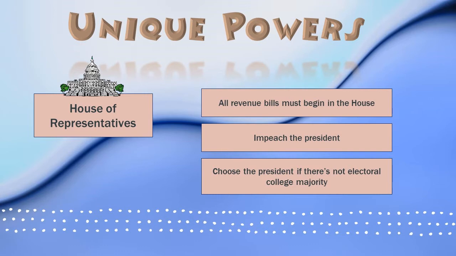And the third power of the House here is that the House of Representatives will choose the president if no candidate receives a majority of the electoral votes. So we talked about this a lot. If no candidate can get a majority of the electoral votes in the country, which right now is 270 electoral votes, if no candidate reaches that number, then the election is thrown to the House of Representatives, where each state gets one vote for President of the United States.